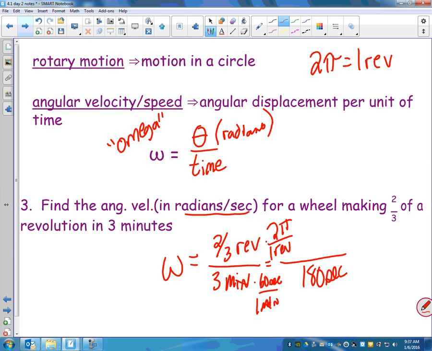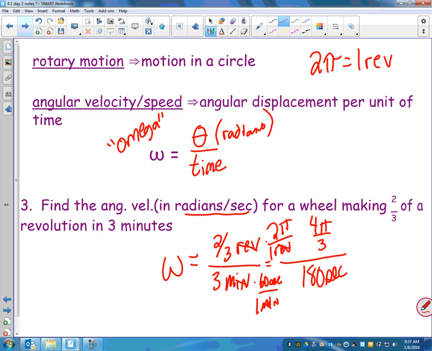Again, I'm going to put my units here so you can kind of see what's happening. But 2 pi radians is one revolution. Those revolutions cancel out. And I would just get 4 pi thirds. Questions on where I got that from? So now I have 4 pi thirds radians in 180 seconds.